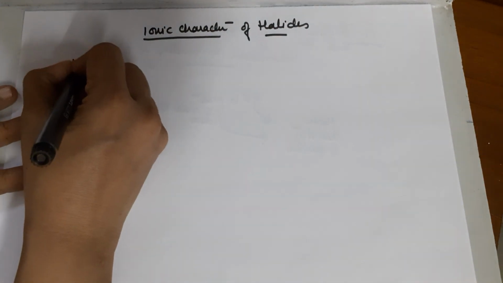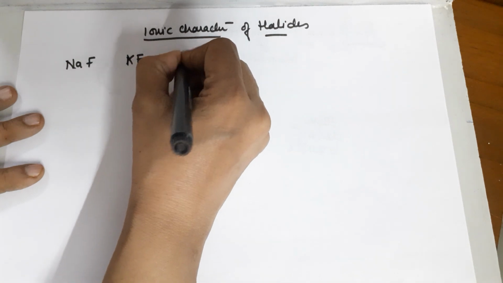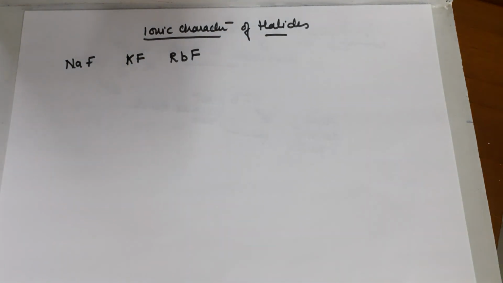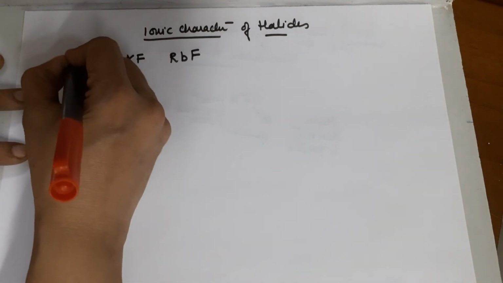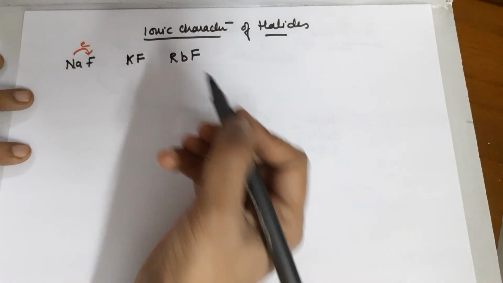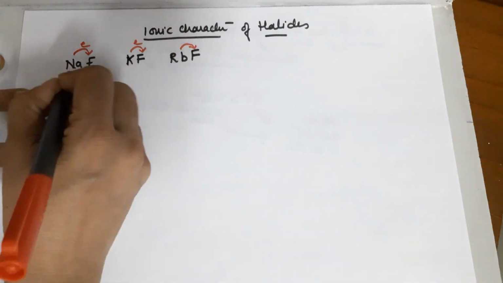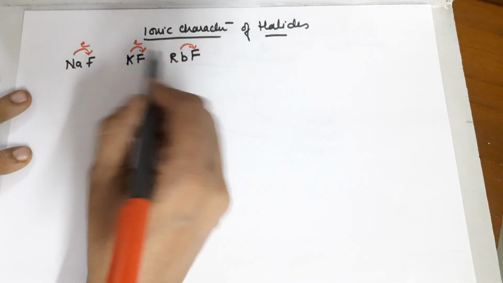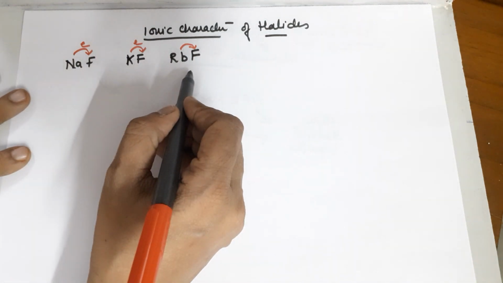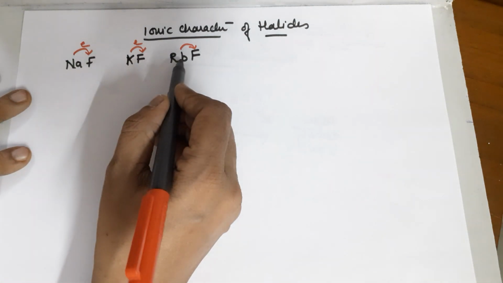Now, supposing I have sodium fluoride, potassium fluoride and rubidium fluoride. In these three we have a metal and a non-metal. The electron is transferred from the metal to the non-metal, and so on. Since fluorine is common, the pulling part is common. In which case do you think will the transfer of electron be fastest and maximum? The transfer of electron will be easiest in case of rubidium.